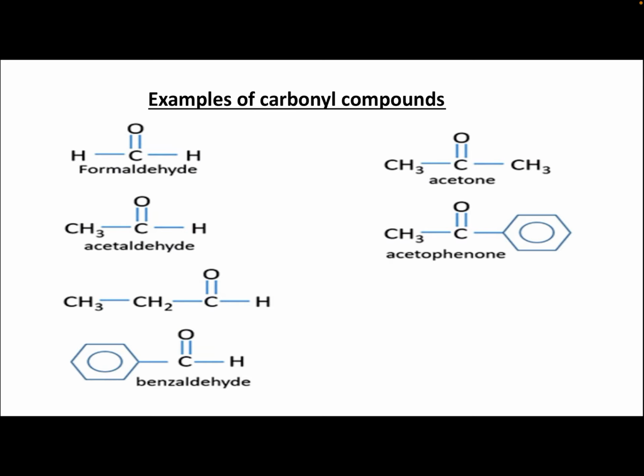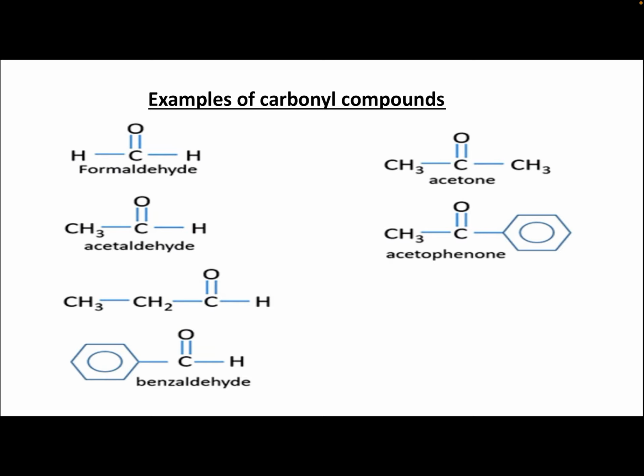Examples of carbonyl compounds: formaldehyde. If there are hydrogens on both sides of the carbonyl group, it is known as formaldehyde. If one side has CH3 and the other side H, it is known as acetaldehyde. Next, if one side has an ethyl group and the other side H, it is known as propanaldehyde. If one side has benzene and the other side H, it is known as benzaldehyde.